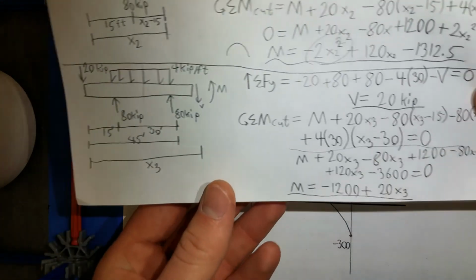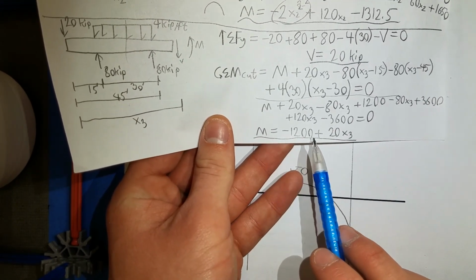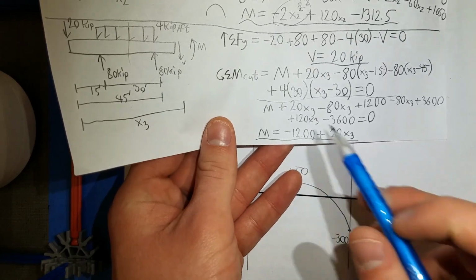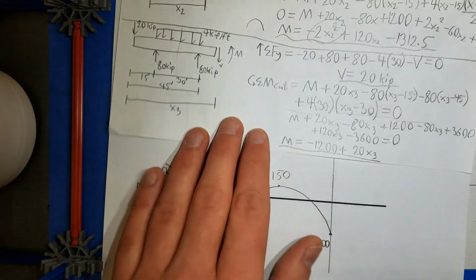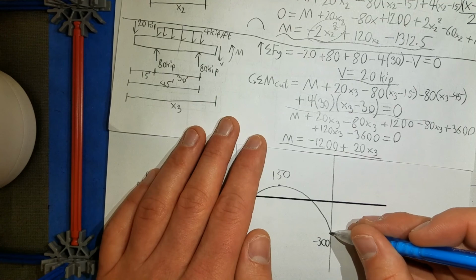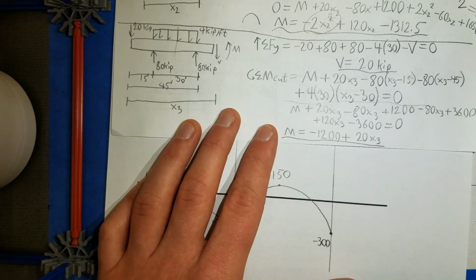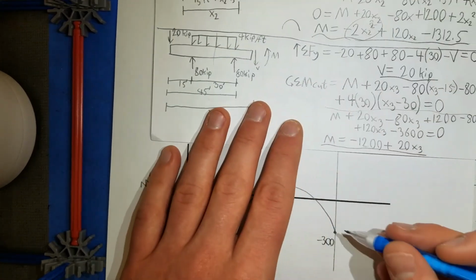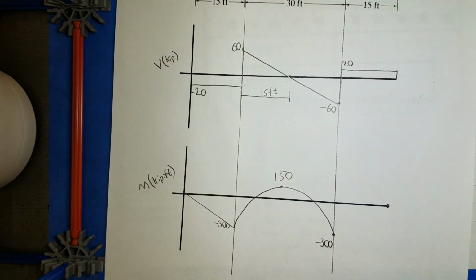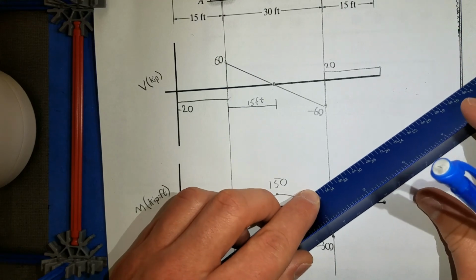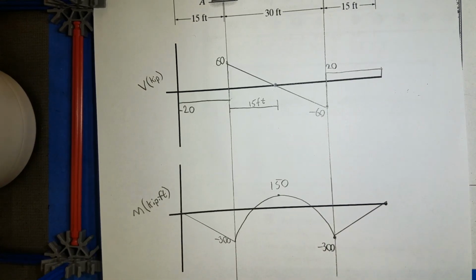And then lastly, for the bending moment for the right end, we've got negative 1200 plus 20 times x3. Again, you're going to solve for it when x is equal to 45 feet. Using that, we get negative 300, as it should be. Then we add our slope in here, and when we solve for the very end, we end up getting 0. It's a positive slope, so we just draw it going positive, and it ends up at 0.